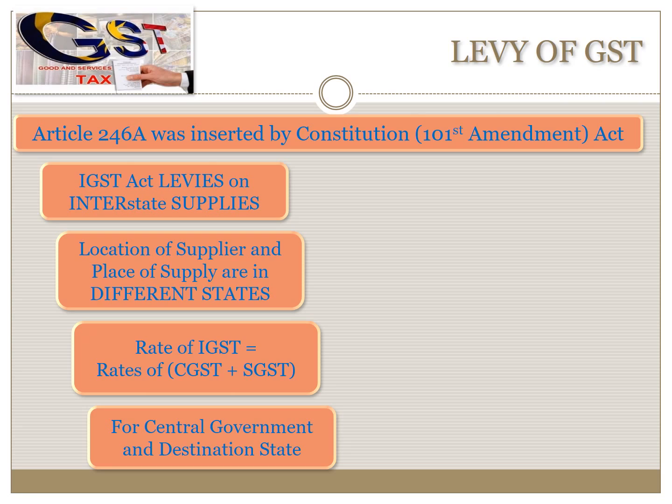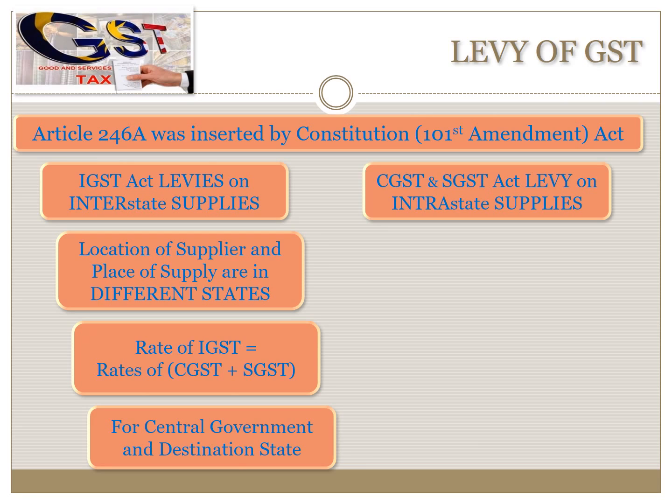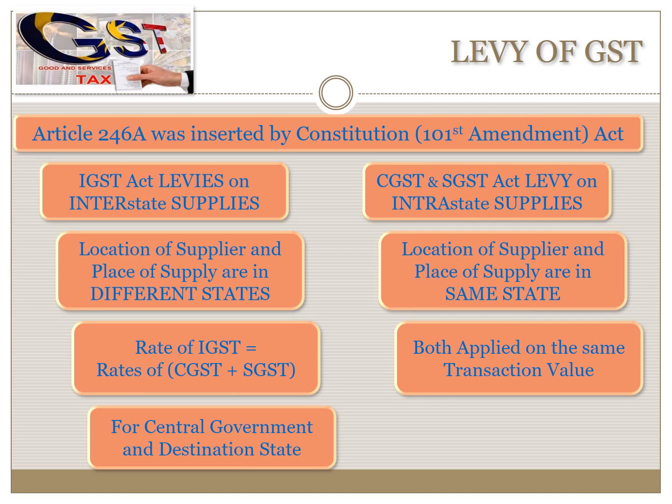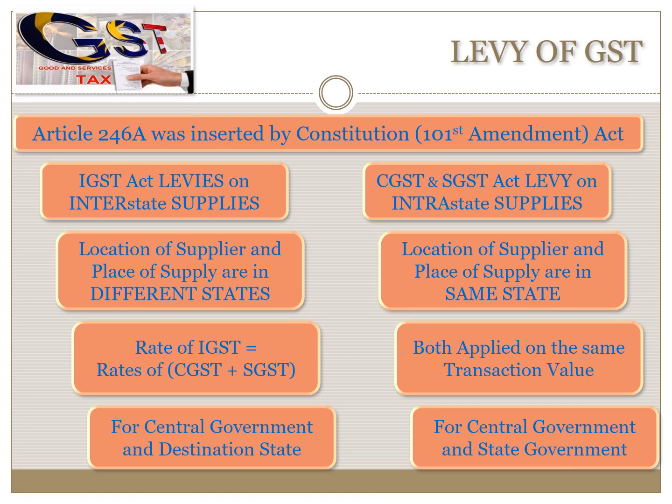Now, let us go through the provisions of CGST and SGST Acts. Subsection 1 of Section 7 of the CGST and SGST Acts levy CGST and SGST on all intrastate supplies. Intrastate supply has been defined in Section 3A of the IGST Act. It states that intrastate supply means any supply where the location of supplier and the place of supply are in the same state. CGST and SGST are payable on intrastate supplies without cascading. That is, both CGST and SGST are calculated on the same transaction value. The CGST portion is for the central government and SGST is for the state government.